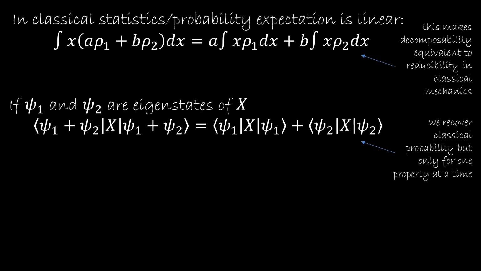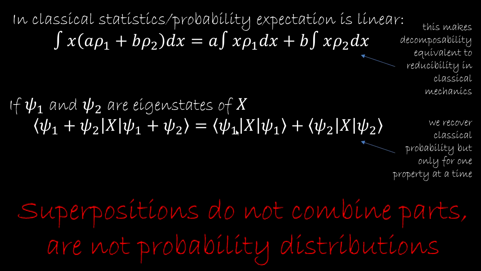The whole point is that quantum systems are irreducible. If we were able to recover this linearity like we have in classical mechanics, then the components would be parts. But the components can't be parts because the whole point of quantum systems is that they are irreducible. Therefore, superpositions do not combine parts. They are not probability distributions. So next time that someone says quantum mechanics is a linear theory, think about this. The probability in general does not combine linearly in quantum mechanics, and that's the whole point. So you have the interference. Classical mechanics is a lot more linear than quantum mechanics.